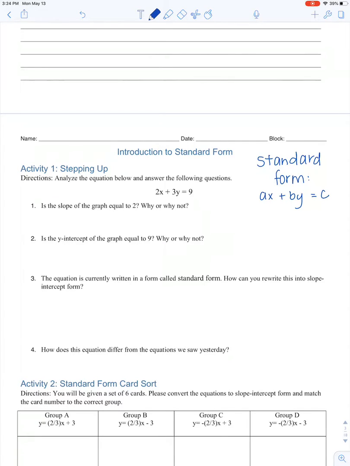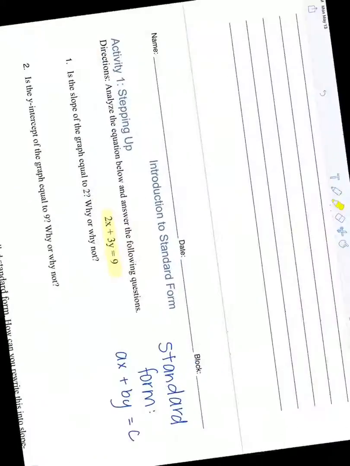So for number 1, we're looking at the equation 2x plus 3y equals 9. So is the slope of the graph equal to 2, why or why not? Is the y-intercept of the graph equal to 9, why or why not? The equation is currently written in a form called standard form. How can we rewrite this into slope-intercept form? And how does this equation differ from the equations that we saw yesterday? Those are the 4 questions that I would like you guys to try to solve right now.